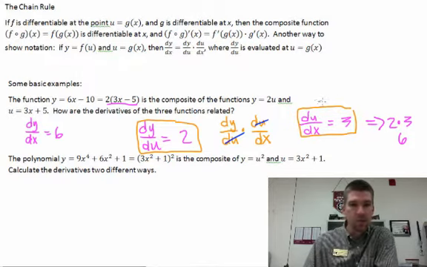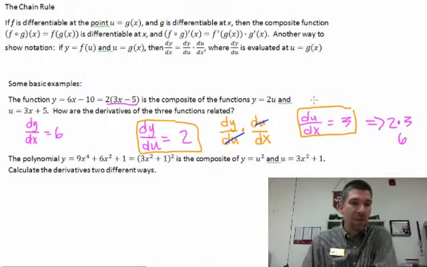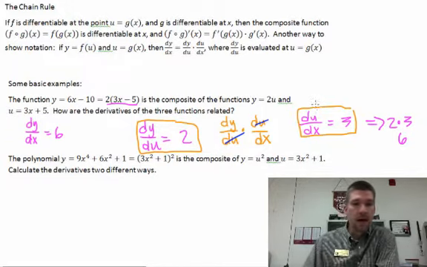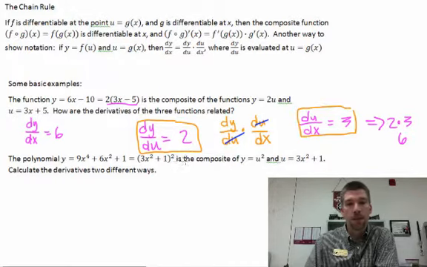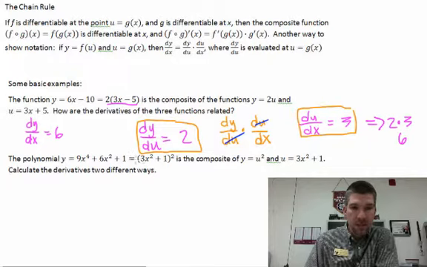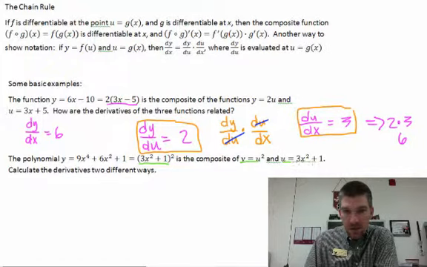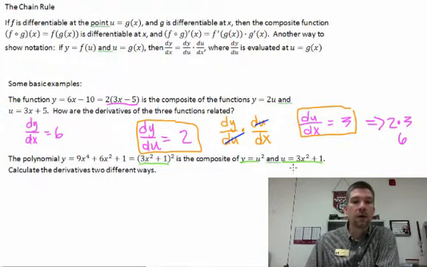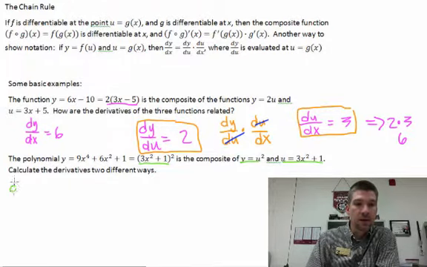Okay, so that's example number 1. What about if we take the polynomial 9x to the 4th plus 6x squared plus 1, and we say that's equal to (3x squared plus 1) squared, and we say that this second part is the composite of this and this. Calculate two different ways to find the derivative. Well, I could just go with straight up dy/dx.